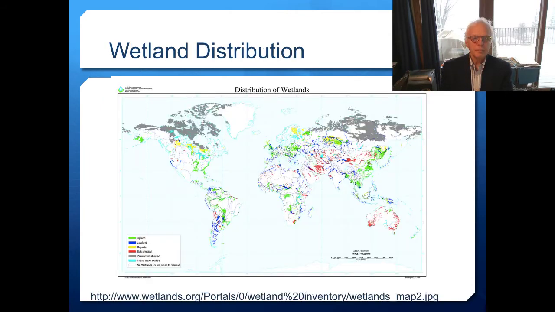So this map shows in various colors where the wetlands are found in the world. The green would be upland wetlands, the blue would be lowland or very low-lying wetlands. The yellow is organic wetlands, and these would often be peatlands, and you'll see that they are often in very northern climates.